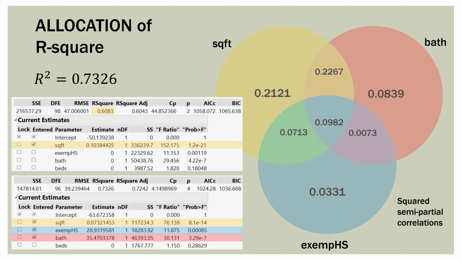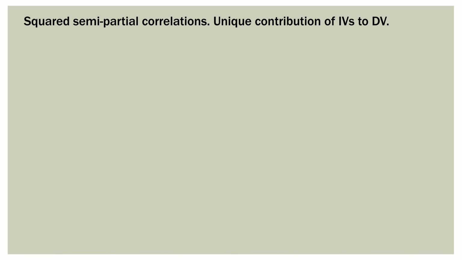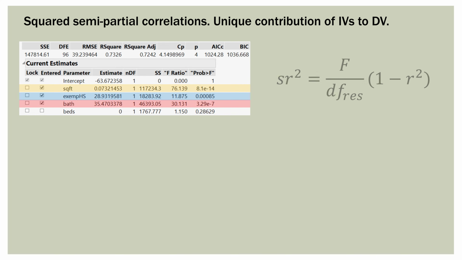and of course, build better models. So quickly, for those who are interested in how these come about, the squared semi-partial correlation is the unique contribution of the IVs to the DV, and there are other ways you can look at them too, but we'll look at them this way. So here's what we have in our output. This is the final model.